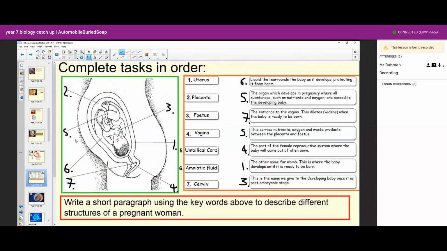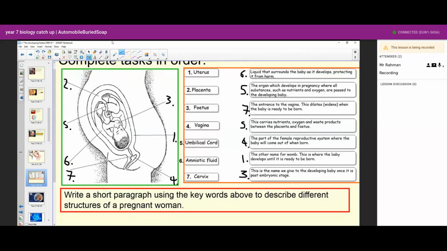Okay. What you can also do, the red task, is write a short paragraph using the keywords above to describe the different structures of a pregnant woman. So looking at this diagram, in a paragraph, you can describe the different structures of a pregnant woman. Okay, so you can say, for example, the fetus is inside the uterus. The fetus is connected to the placenta through the umbilical cord. This is how the fetus gets its food, etc.